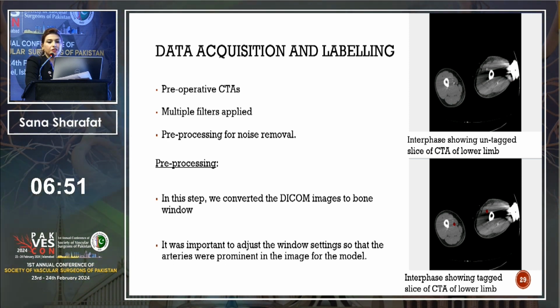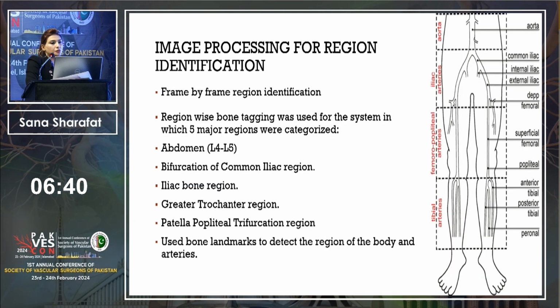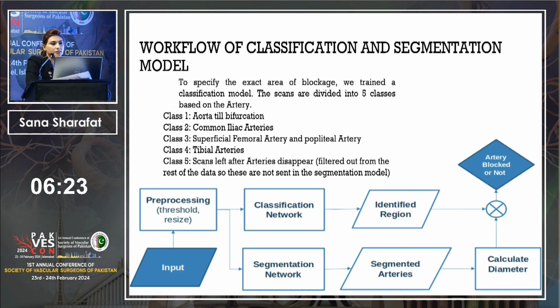And the images fed into the system went through pre-processing for noise removal. During the pre-processing step, we converted the DICOM images to the bone window. So frame by frame region identification was done, and region-wise bone tagging was used for the system, in which 5 major regions were categorized. Our main aim was that we used the bony landmarks to detect the region of the body and the arteries.